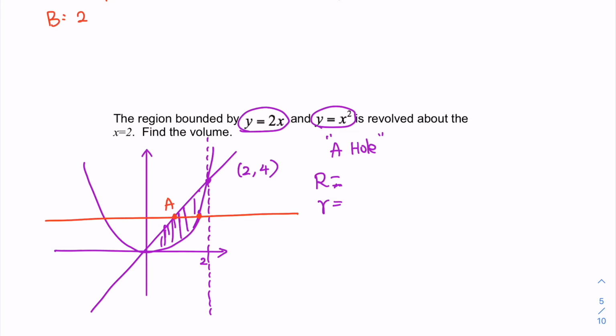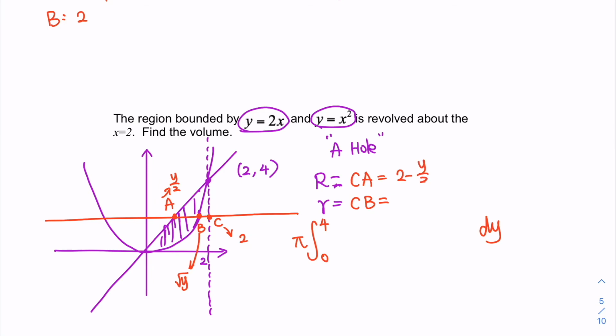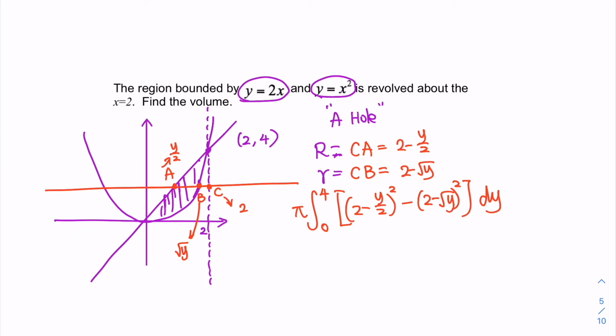Three intersecting points, A, B, and our center, C. Capital R will be the distance between A and C. Lowercase r will be CB. Our integration will be dy along the y direction from 0 to 4. For capital R, A is x equals y over 2, point B is x equals square root of y, and C is x equals 2. So CA will be 2 minus y over 2, and CB will be 2 minus radical y. After we find everything, we just need to plug it in. So this is rotating about x equals 2.